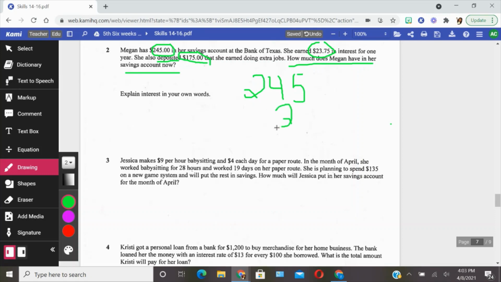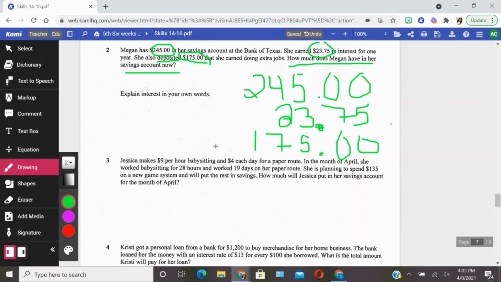So I should be adding 240, now $23 and 75 cents, and then I need to also include $170. Remember, guys, I don't like to have any zeros or any missing spots, so I'm going to go ahead and include my zeros here. So I want you to go ahead and add that and solve for that. And also I want you to explain interest in your own words.